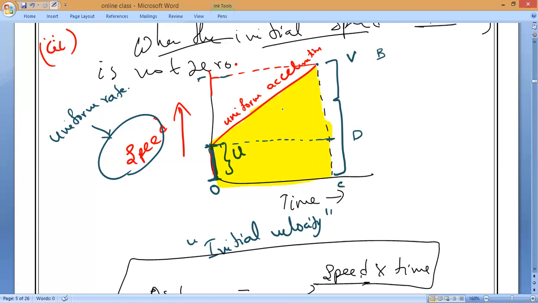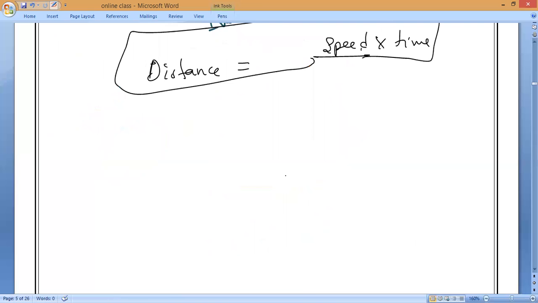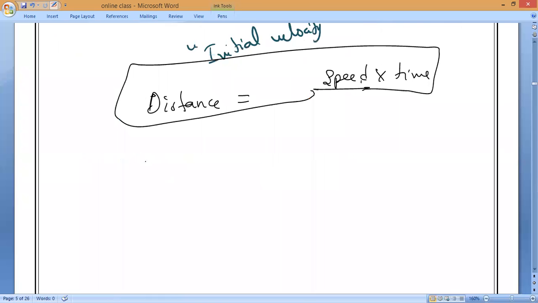So now, what shape is it? It has four sides. Look into the board now. Down here it looks like a triangle, and this looks like a rectangle. But we don't need that. If you want to find the distance travelled, you can take the total shape. What is the total shape? So the distance travelled by a body is equal to the area of the trapezium.